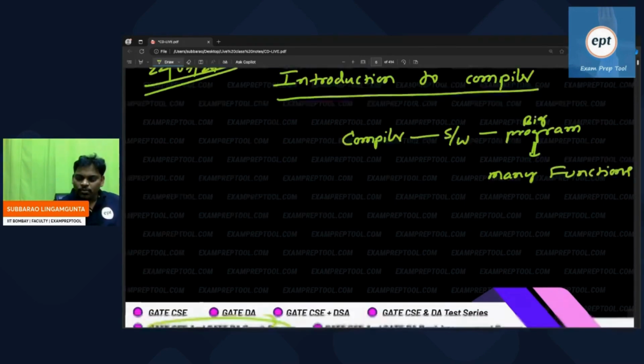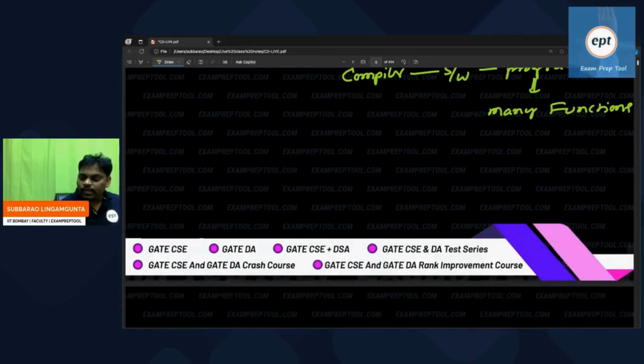As I mentioned to you, functions, right? Functions also I have written, so let me write now. Lexical analyzer is one function. Syntax analyzer is one more function. Semantic analyzer is one more function. Intermediate code generator is one more function. Code optimization is one more function. Target code generator is one more function.